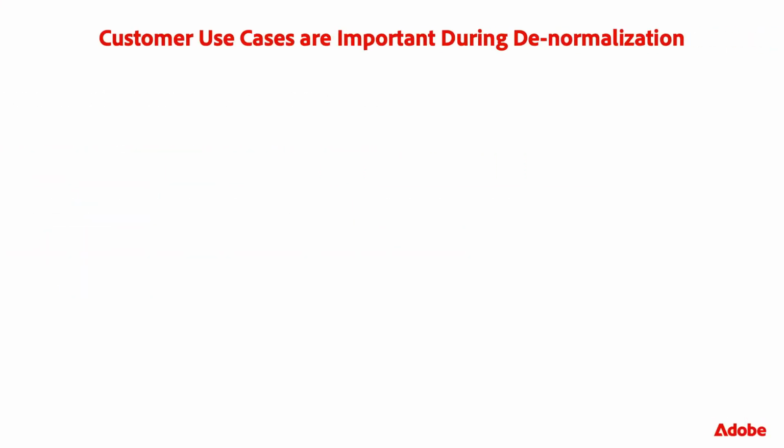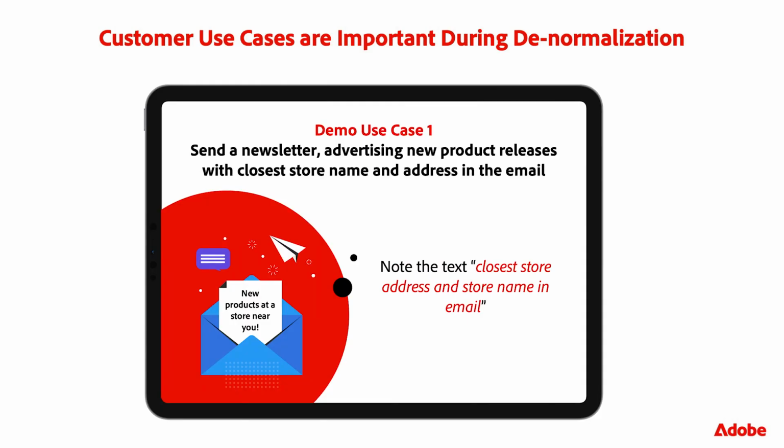So now that you know this, let's consider 2 use cases that help kind of tease out how you go about applying these principles. Use case number 1 might be something as simple as send a newsletter, advertising new products that are being released, and in that newsletter you want to put the closest store name and address in your email or direct mail piece. Why? Because this personalizes and helps the consumer figure out where they can go to check out these new things. Note, in the text, the closest store name and address need to be available for personalization, but these fields were never present as traits in the individual profile schema. Where are they going to come from?